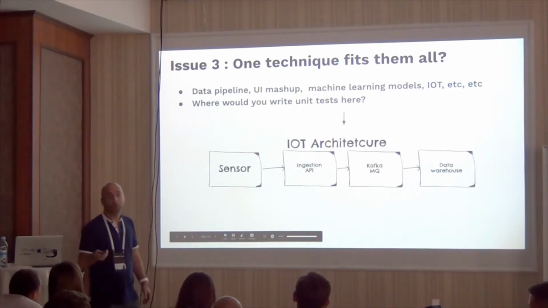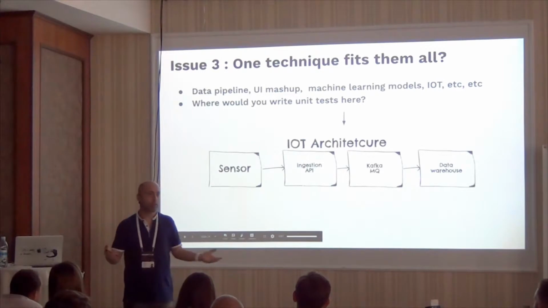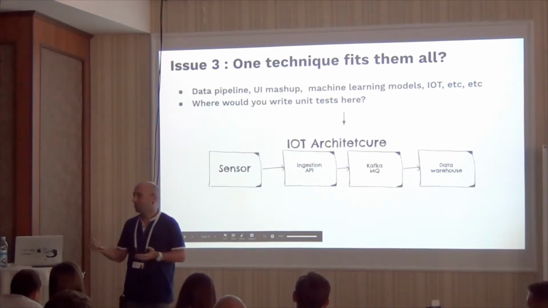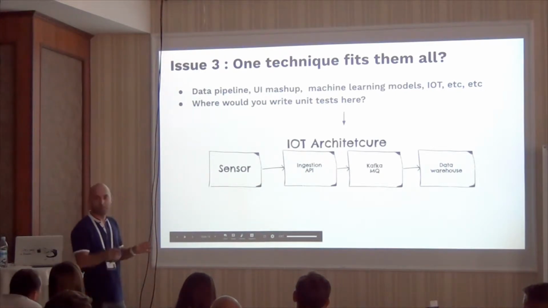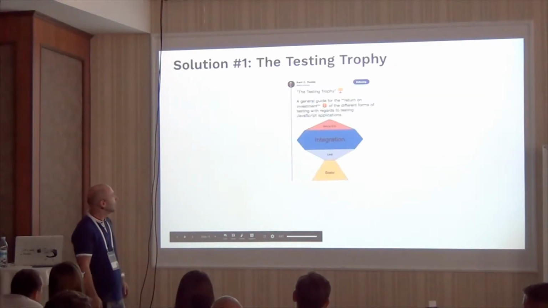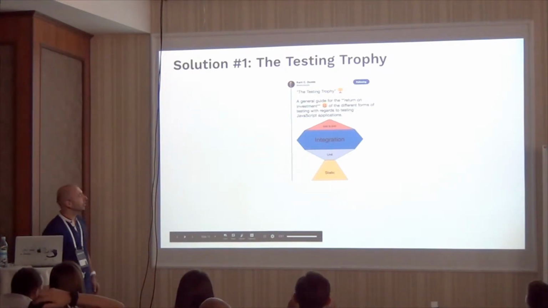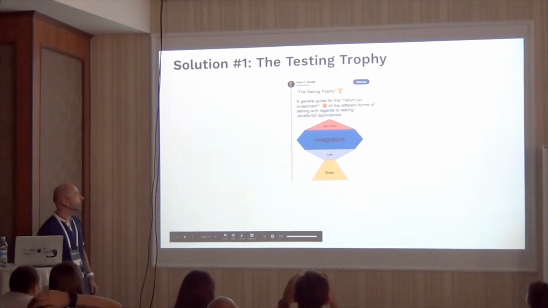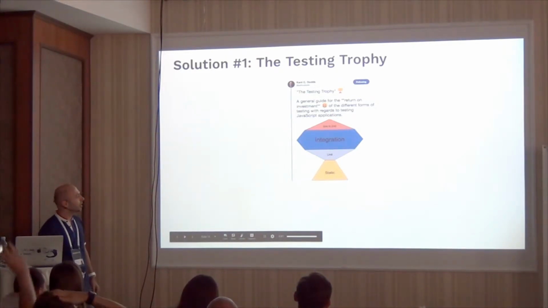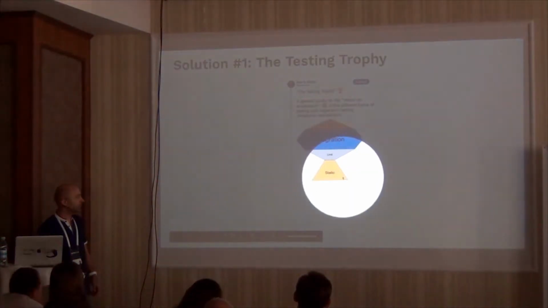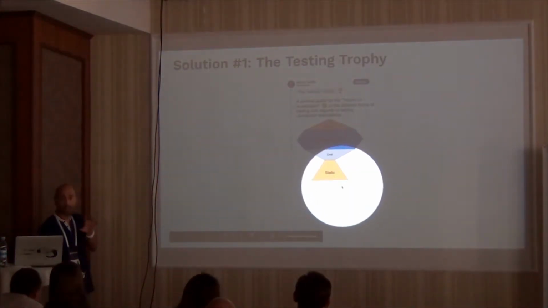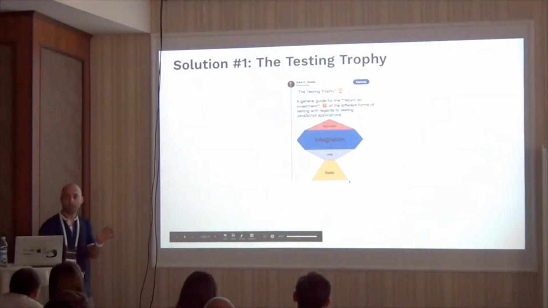Okay, so given those problems, I went to the next stage. I was looking for a solution. And I started reading, mostly on Twitter, as you see. And at first I found this nice, newer, modern model, which is called the testing trophy. And it brings two new ideas to the table. First, we should think not only about testing, but also about the static analysis layer, like ESLint and friends.